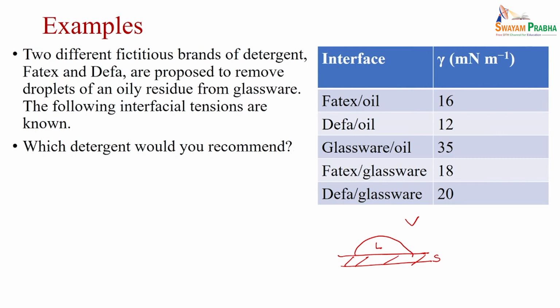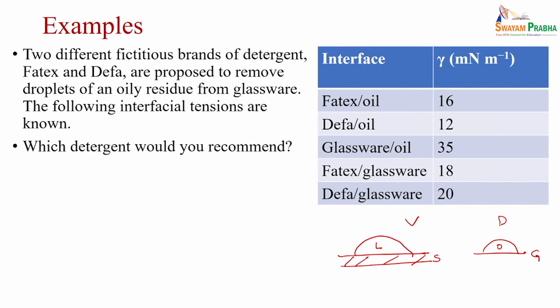One is the detergent, the names given are Fatex and DEFA, another phase is the IL and the third phase is the glass. So, it is like we have a detergent phase here and a glass phase here, and in between you have the IL phase, IL and the glass. So, it is not necessary that we always deal with solid, vapor and liquid, you can have any three different media. Here, glass, IL and the detergent. The interfacial tension of Fatex and IL is given, DEFA and IL is given, glassware and IL is given, Fatex and glassware is given, DEFA and glassware is given.